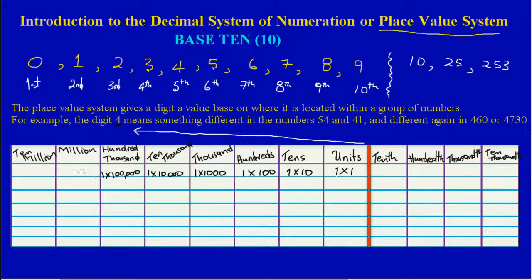Okay, now here I have a million, so I would have 1 times a million, which is 1 and 6 zeros. That's 1, 2, 1, 2, 3. So I have 6 zeros there. Okay, so a million is 1 and 6 zeros.